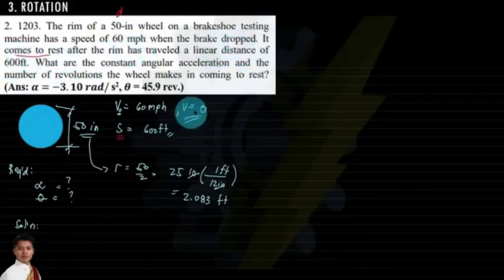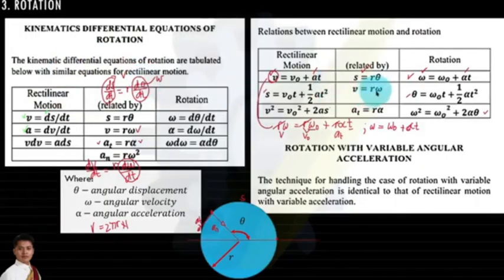So ibig sabihin, ang final velocity natin dyan ay 0, including our angular velocity. What are the constant angular acceleration and the number of revolutions the wheel makes in coming to rest? So constant angular acceleration, that is alpha. And the number of revolutions, meaning that is theta. So based from this given, how can we solve now for alpha and theta? First of all, let's take a look yung equation na may v tsaka yung s. So yung v, that is r omega, and then yung s, that is r theta.